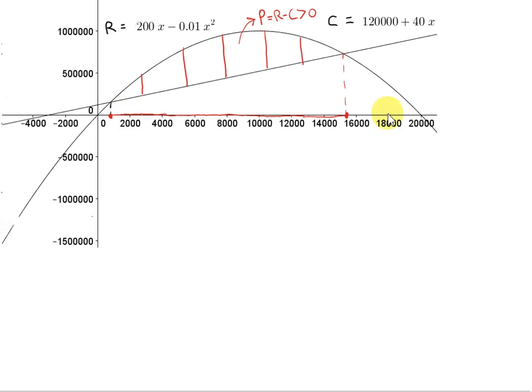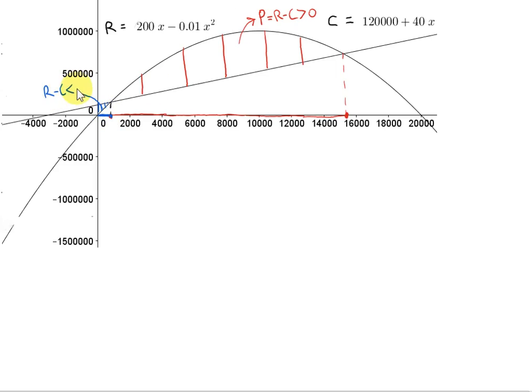So x runs from 0 up to 20,000. So a loss will be made in this region here. This is where c, the graph of c of x, is above the graph of r of x. So if we work out r minus c for values of x in this region, from 0 up to whatever this value is, we will see that r minus c will be negative.